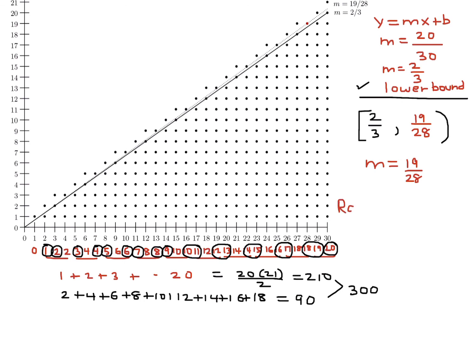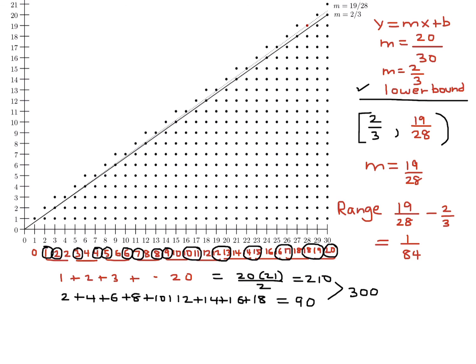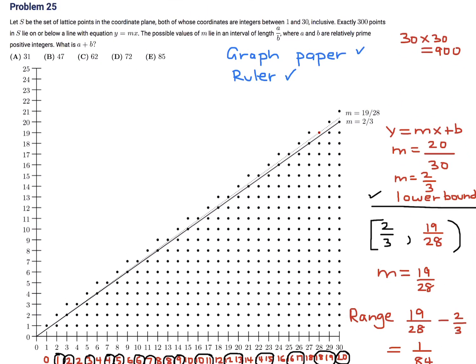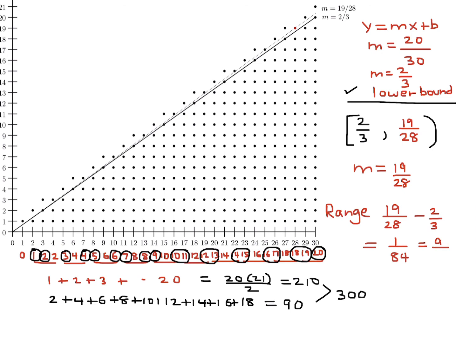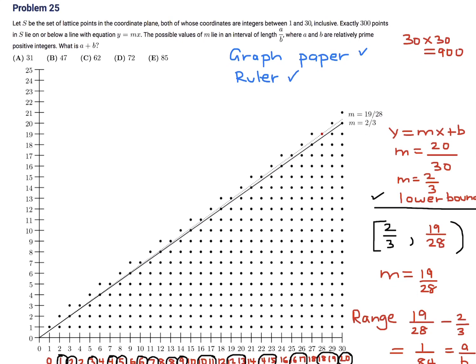So now we have to figure out the range. And the range is between 19 over 28 and 2/3. So we got to do this math here. And that looks like, if you do that, it's 1 over 84. And that is basically the interval. And it's in the form a over b, right? So this is my interval, range, whatever you want to call it. So a plus b would be just 1 plus 84. And that is 85. For this very challenging and time-consuming question 25, the answer is E.